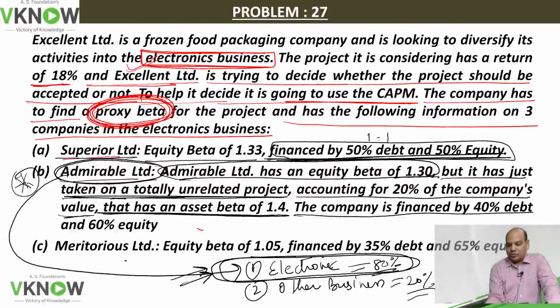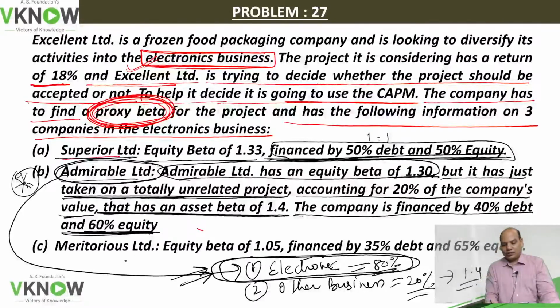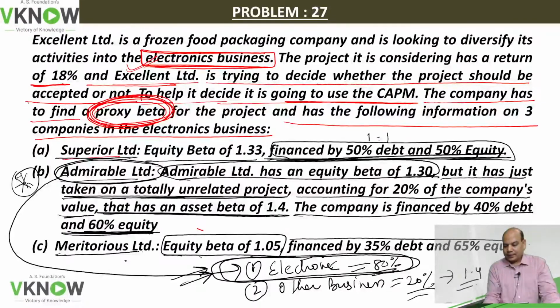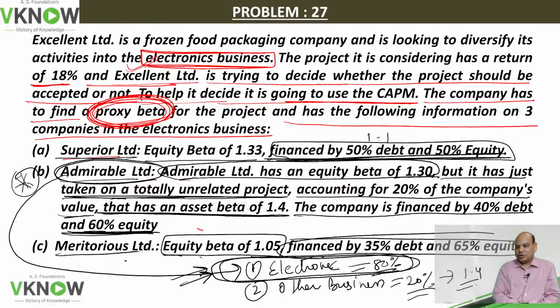The company is financed by 40% debt and 60% equity. So their debt equity ratio is 40:60. And the other business has an asset beta of 1.4. Asset beta is equal to overall beta. There is a third company, Meritorious Limited. Its equity beta is 1.05, financed by debt and equity 35% and 65%.